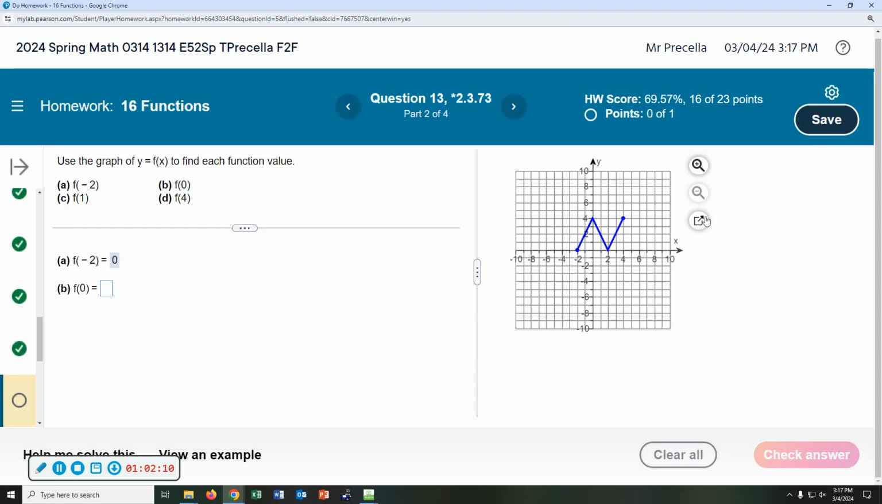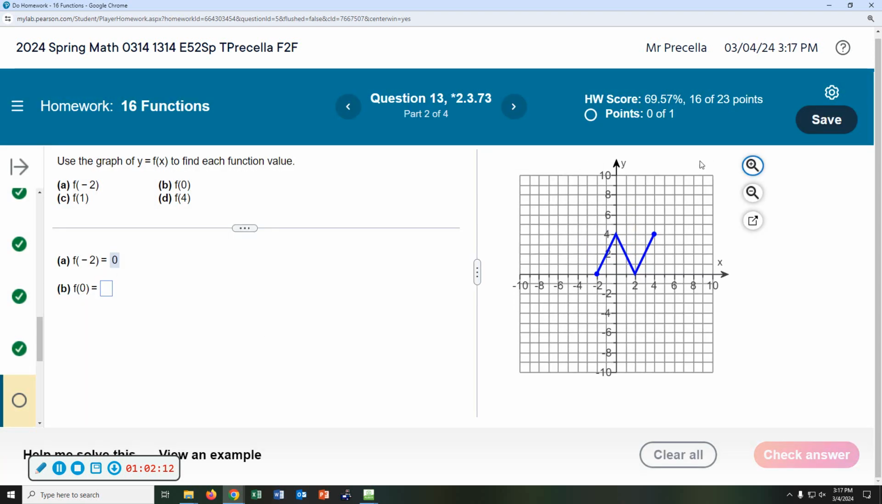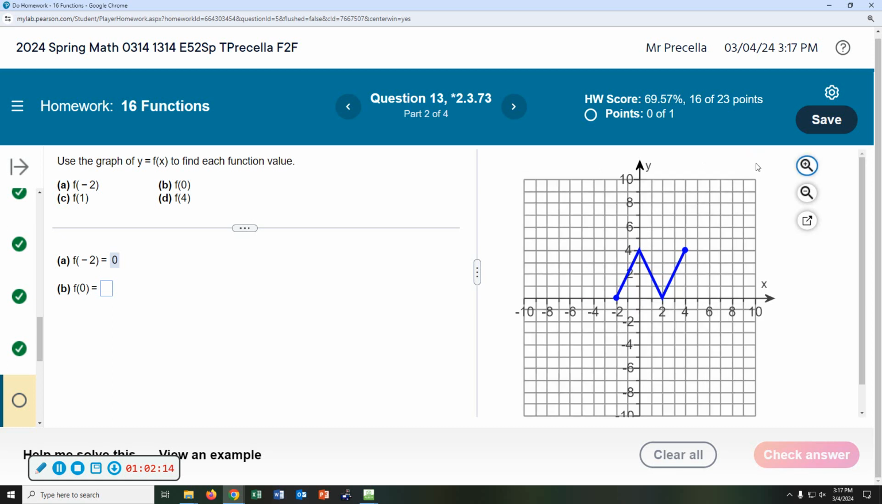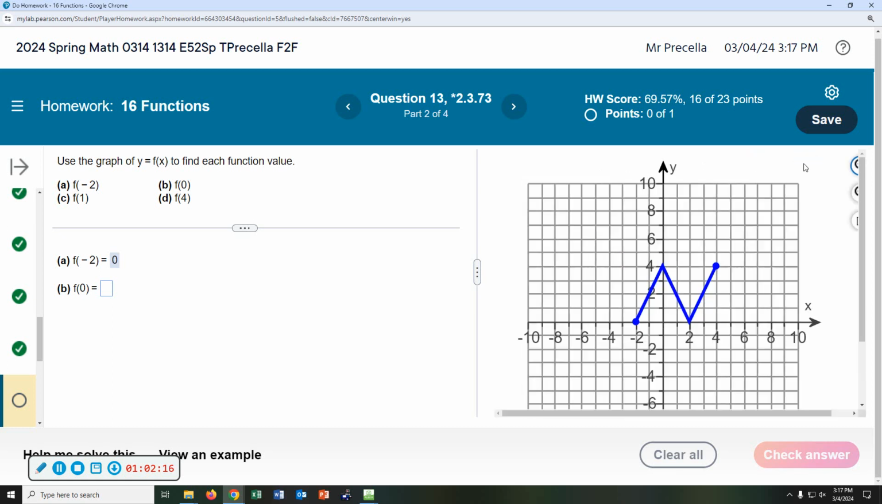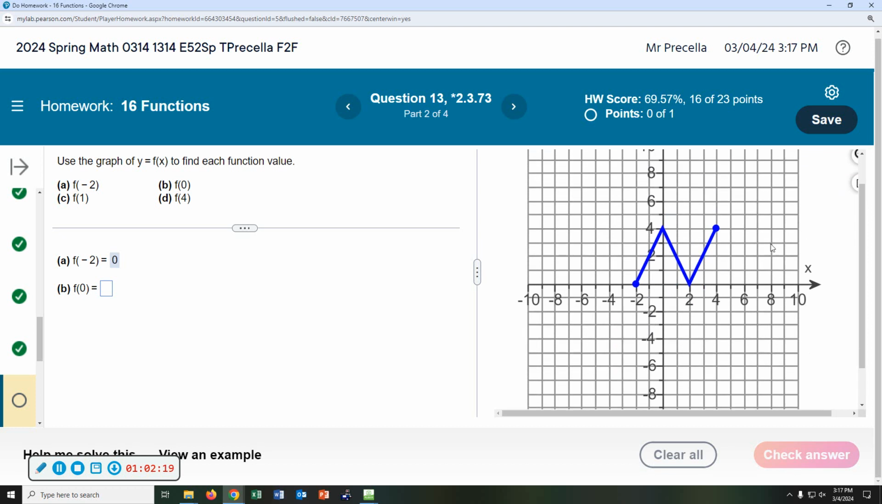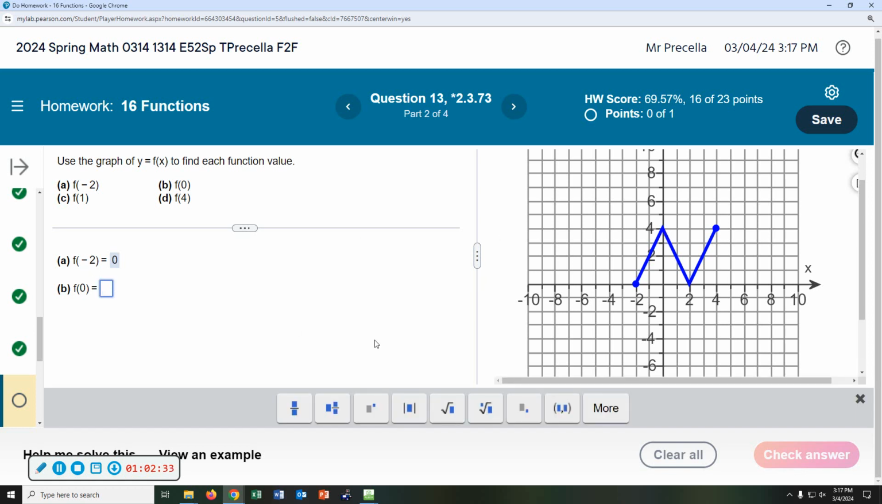Okay, part B is f of 0. Maybe if I do this. Yeah, that's better. f of 0. When x is 0, what's the y value? 4. Well, where are we looking? We're looking right here. When x is 0, you go to the graph, the y value is 4. So we're going to punch in 4.